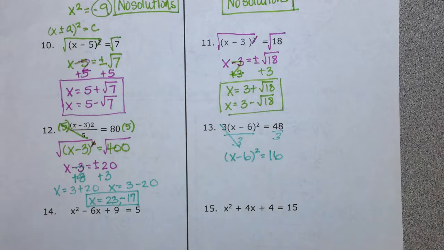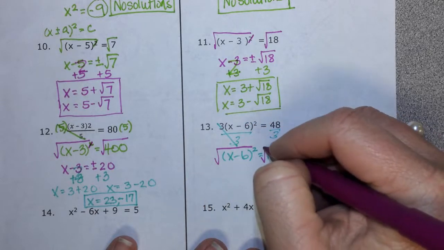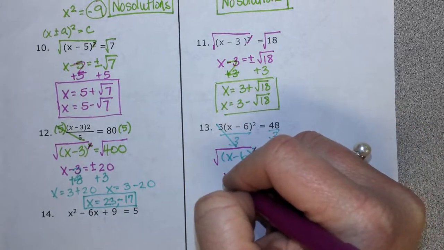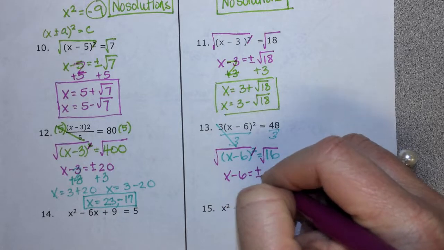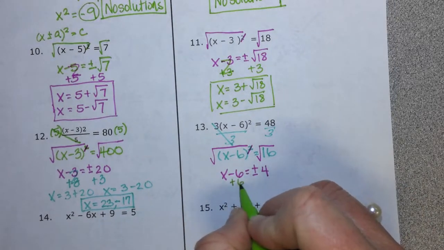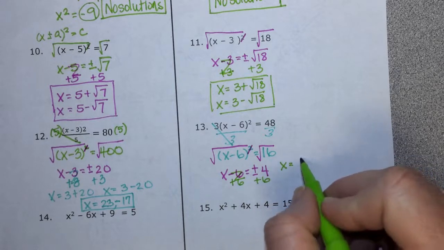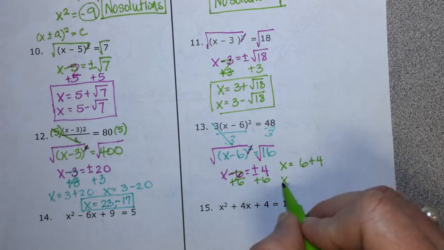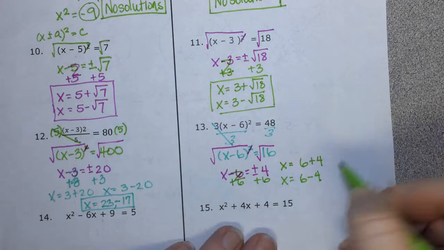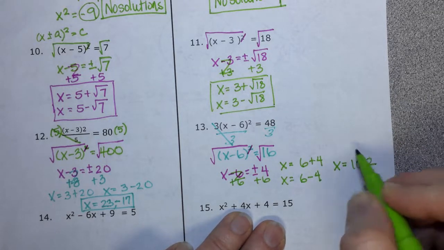And now I have it set up in the form that I need it in order to use my square root method. So I'll square root each side. And that's going to give me x minus 6 equals plus minus 4. And now to solve for x, I just need to add 6 to both sides. So then I would have x equals 6 plus 4 and x equals 6 minus 4. So therefore my solutions are x equals 10 and 2.